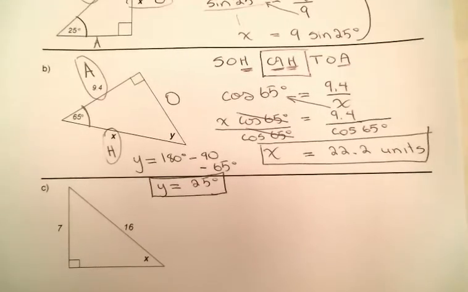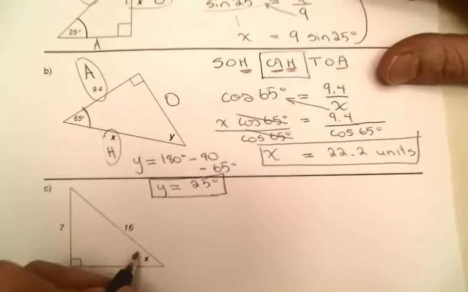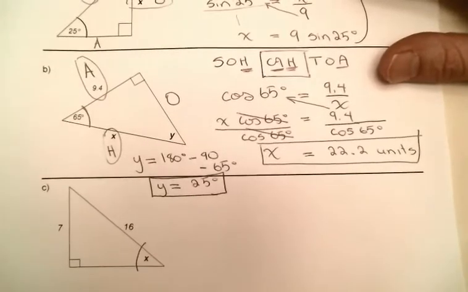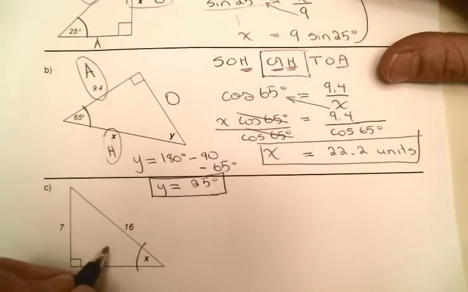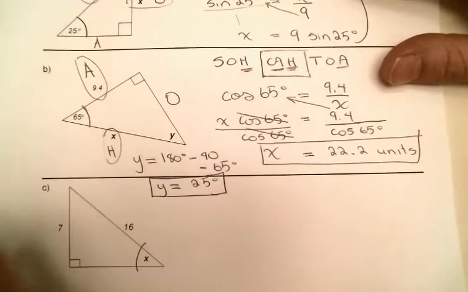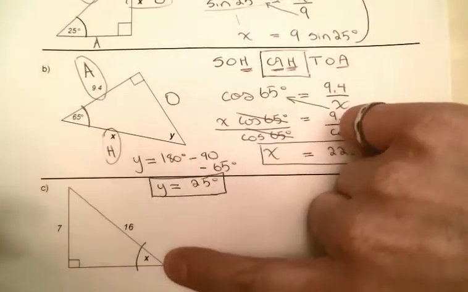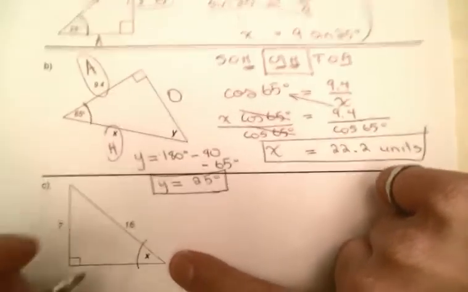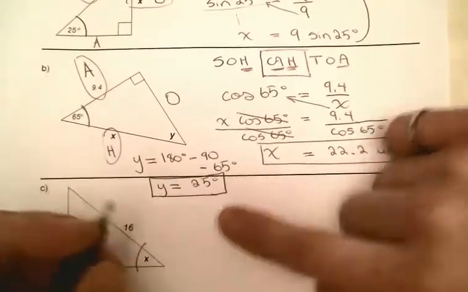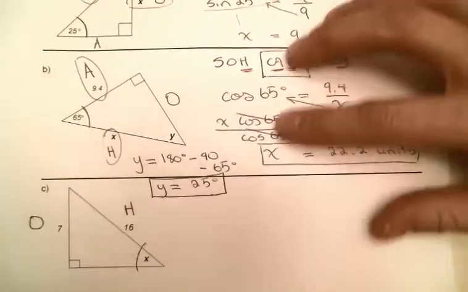I will quickly set you up. You want to find the unknown angle x, and you have to go through labeling. So opposite x, it's like two goalies facing each other, looking at each other, they are opposite, so 7's opposite. And we happen to know the hypotenuse is 16.